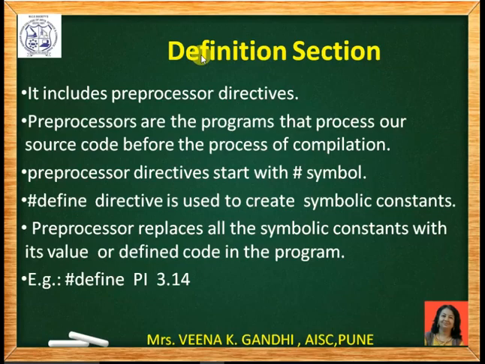Next section is definition section. It includes the preprocessor directives. Preprocessors are the programs that process our source code before the compilation of C program. Now, these directives start with hash symbols. For example, hash define directive is used to create symbolic constant. Now, preprocessor replaces all these symbolic constants with its value or defined code. For example, suppose #define PI with value 3.14. So every symbolic constant PI will be replaced by the value 3.14.